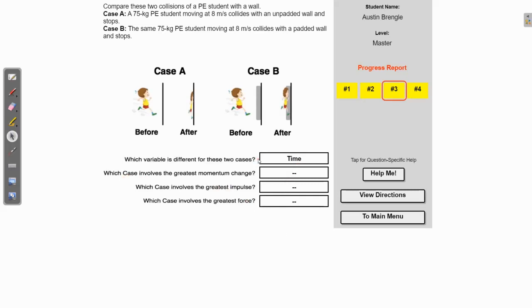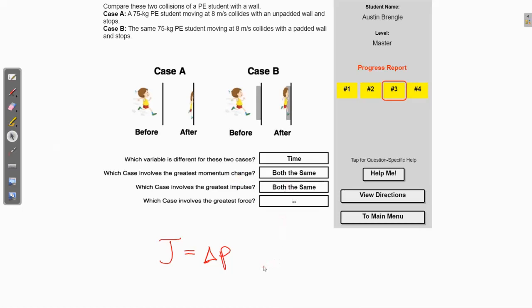Now it says, which case involves the greatest momentum change? They both have the same momentum change, right? They both start at 8 meters per second and have the same mass, and they both end at 0 meters per second. So their change in momentum is the same for each. Now it says, which case involves the greatest impulse? Well, remember that impulse is equal to change in momentum. That's that impulse momentum theorem. So if those 2 things are equal, and we just said that they had the same momentum change, that must mean that they each have the same impulse as well.